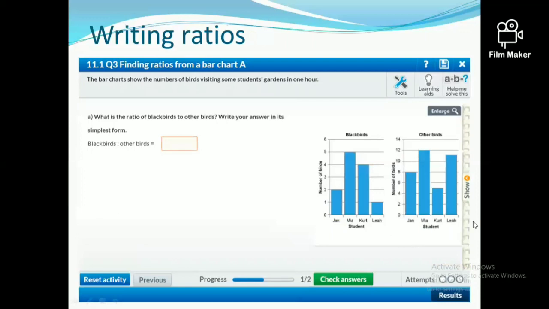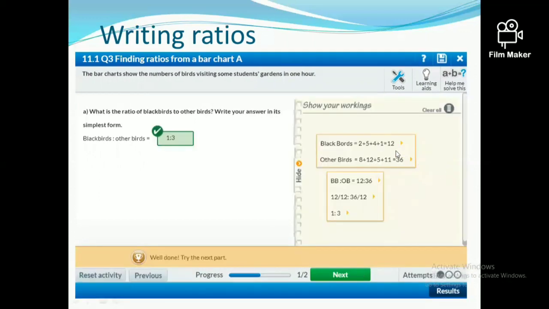Then for the other birds, 8 plus 12 plus 5 plus 11. So 8 plus 12 is 20. 20 plus 5 is 25. 25 plus 11 is 36. So there are 12 blackbirds and 36 other birds. So the ratio is 12 ratio 36.